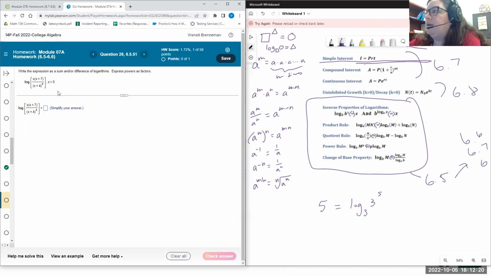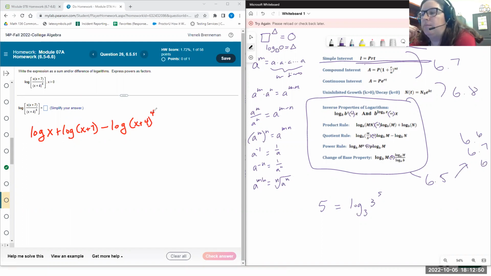So this is going to be log, and basically you can look at this stuff that's being multiplied, that's all going to get added. So I have the log x plus log x plus 7, but then the x plus 4 to the 4th that's on the bottom, that's going to be subtracted. So minus log x plus 4 to the 4th. So we're taking the multiple factors inside the log and turning them into addition and subtraction of multiple logs. And then we have the one power that's going to move out front and become multiplication.